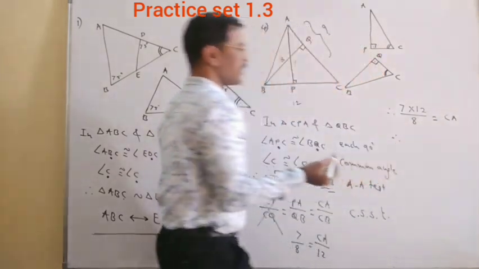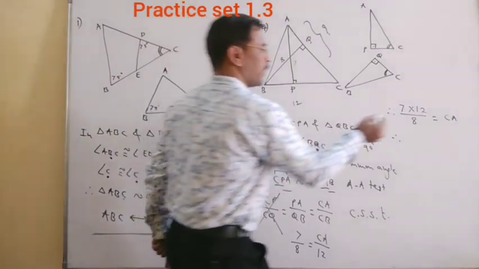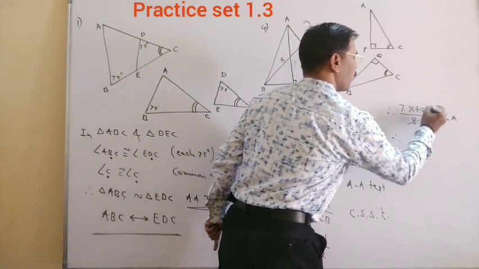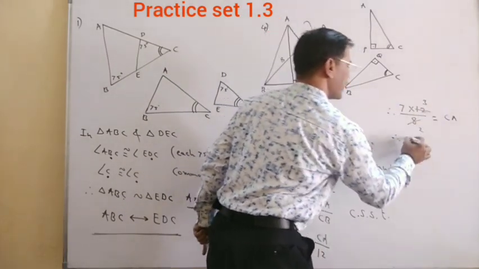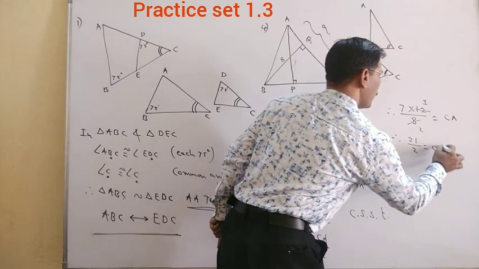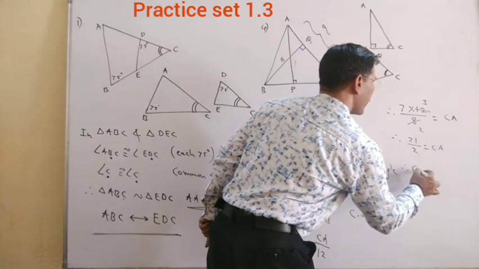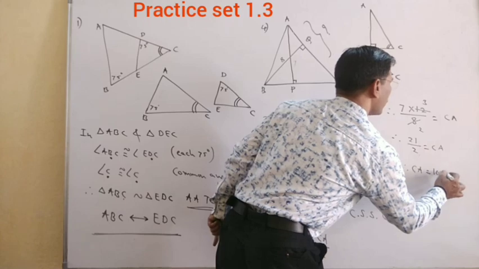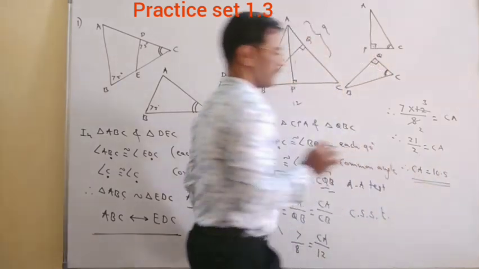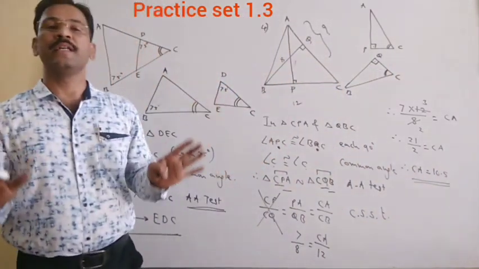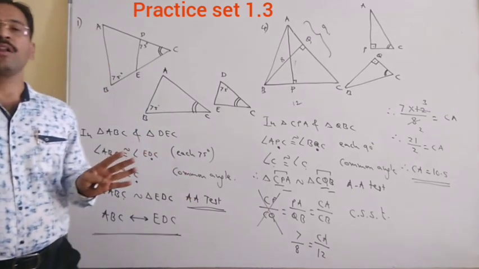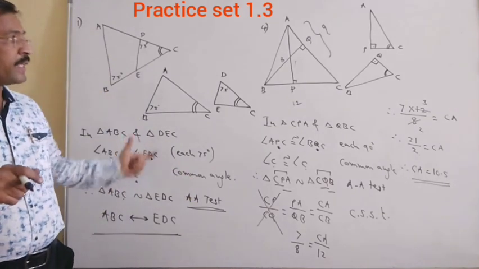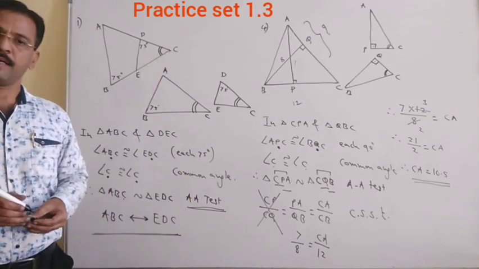By simplification, let's see what we get here. 4 2s are 8, 4 3s are 12, so 7 3s are 21 upon 2. That means CA we can write as 10.5. Understand? This is the procedure to solve and to use similarity in these particular examples.